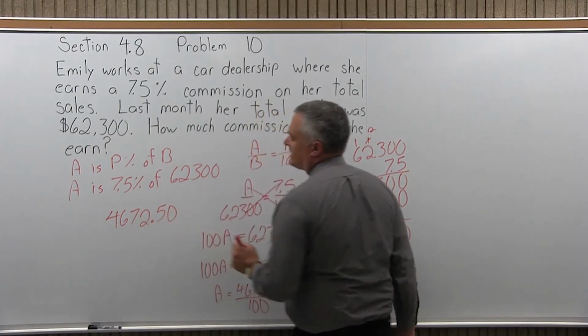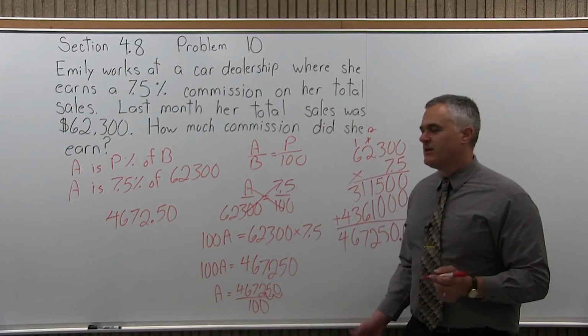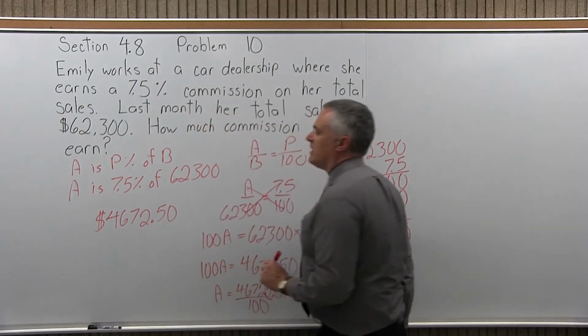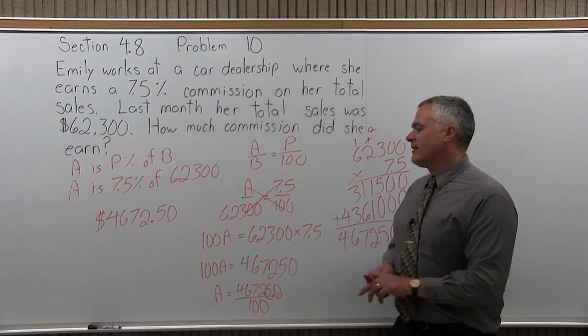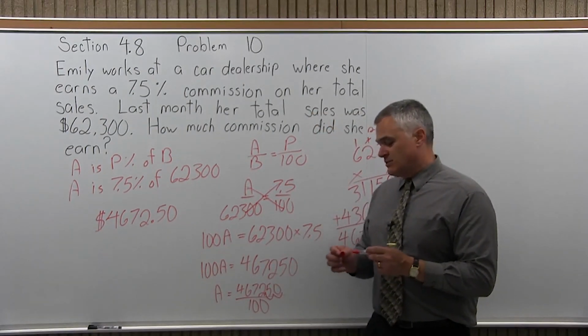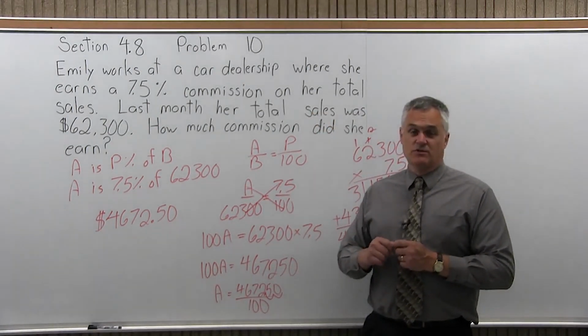Now again, the 0 at the end isn't totally necessary, but because it's money, I like to have 2 places after the decimal because this, after all, is the amount of commission earned by Emily after a month at this car dealership. So she earned $4,672.50 in commission for selling cars.